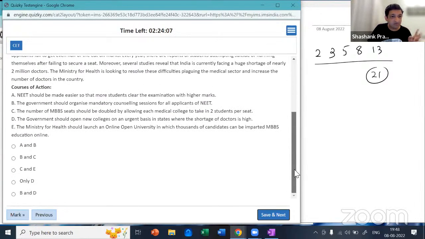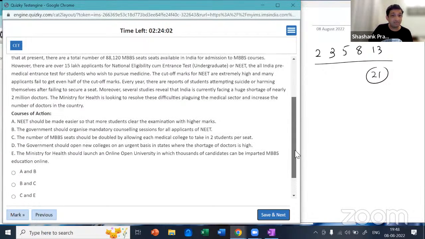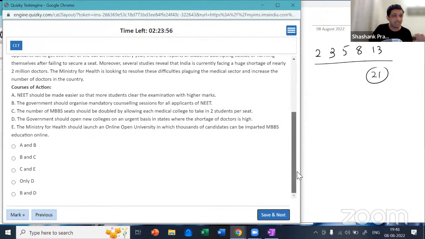So what all options will be out? Okay, so first option is out for sure. The number of MBBS seats should be doubled by allowing each medical college to take 2 students. No, can't say that, because the quality also has to be maintained. So C is out. So second and third options are out. So only D or B and D.